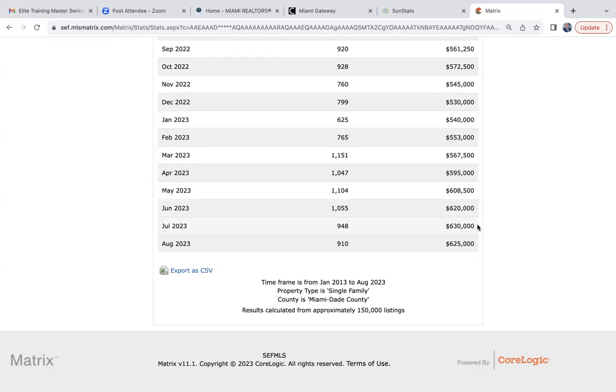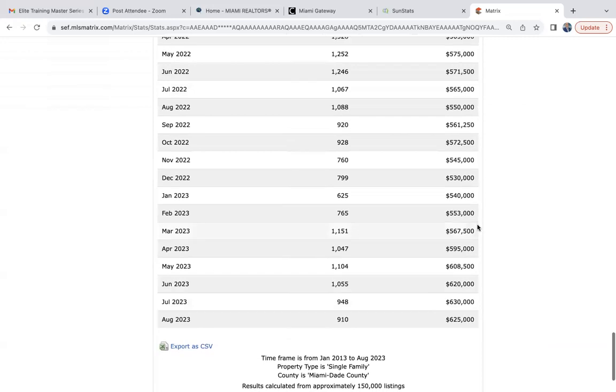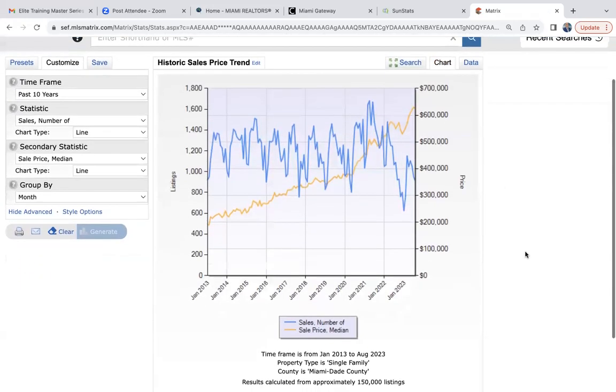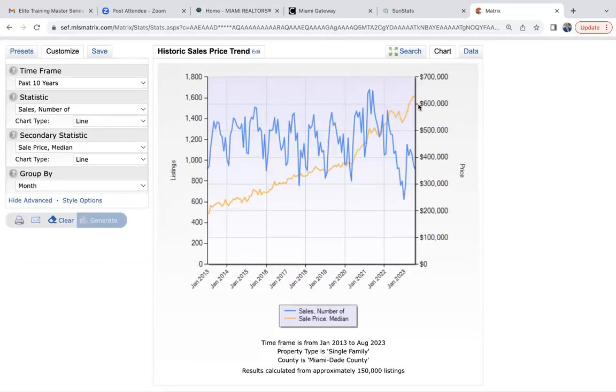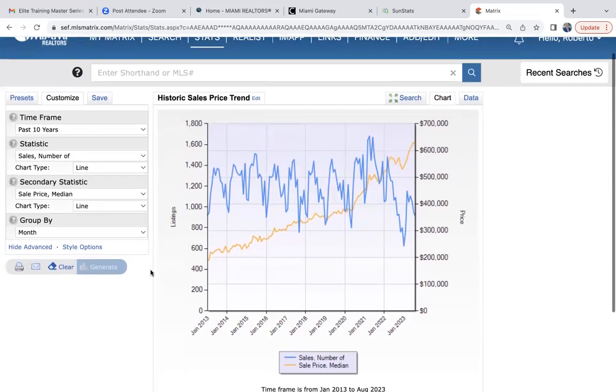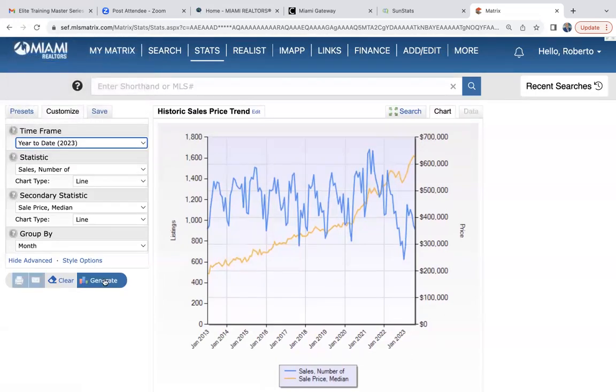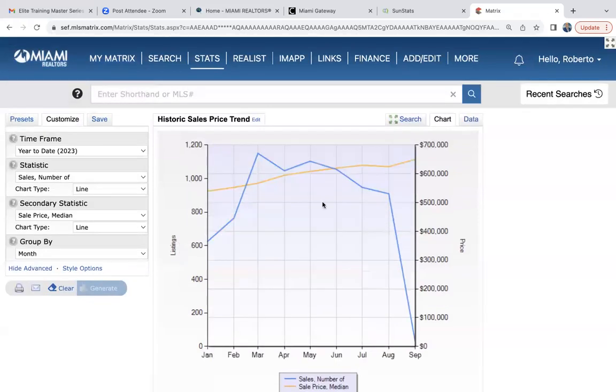Okay, so we are at the peak. We are at the peak. So if you go back to chart, you're going to see that we are definitely right here at the peak of the last 10 years in prices. All right, so that is the past 10 years, guys. You can always come over here and say, just show me 2023 year to date, click on generate, and it's going to show you what it's been doing in 2023.